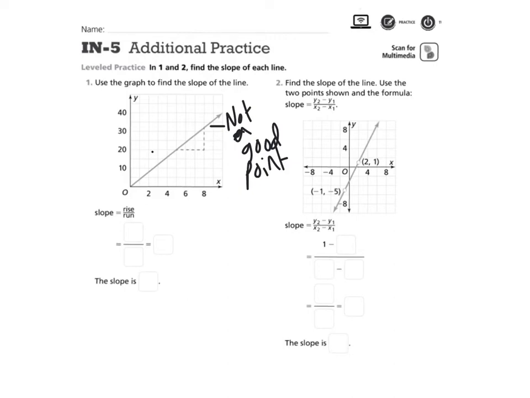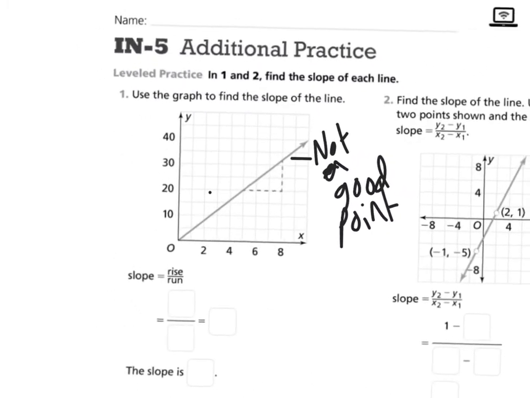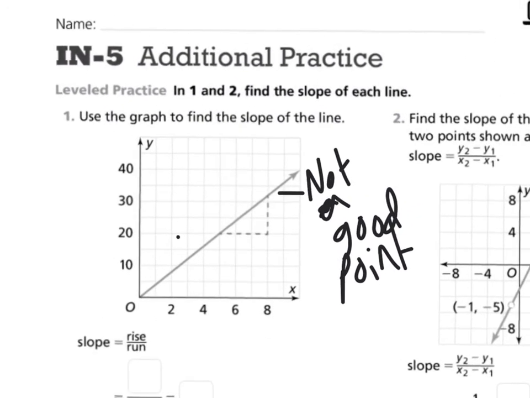Continuing lesson IN5, rate of change in slope. We're going to look at some problems on this worksheet that I've given you. Again, this is not in your books, just something extra that we have from the book company to get some more practice on this.